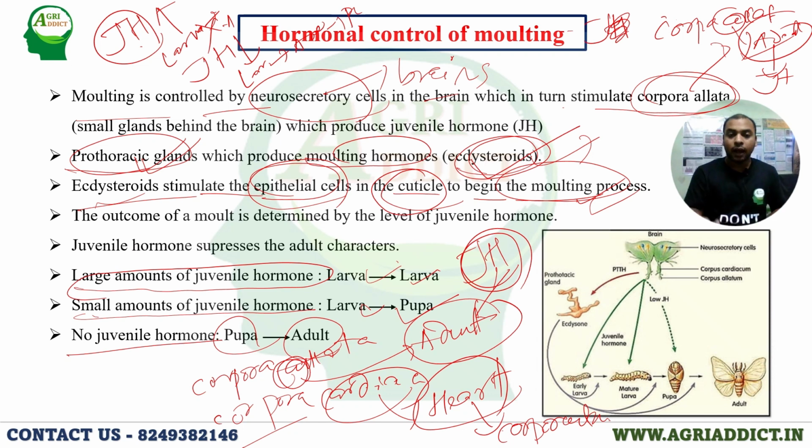Okay. And corpora cardiaca means related to the heart. All the heart function of the insect is related to this corpora cardiaca. But the prothoracic gland will produce the molting fluid, that is called ecdysteroids, molting hormones. These molting hormones will promote the molting process. Okay, so this is about the molting process.